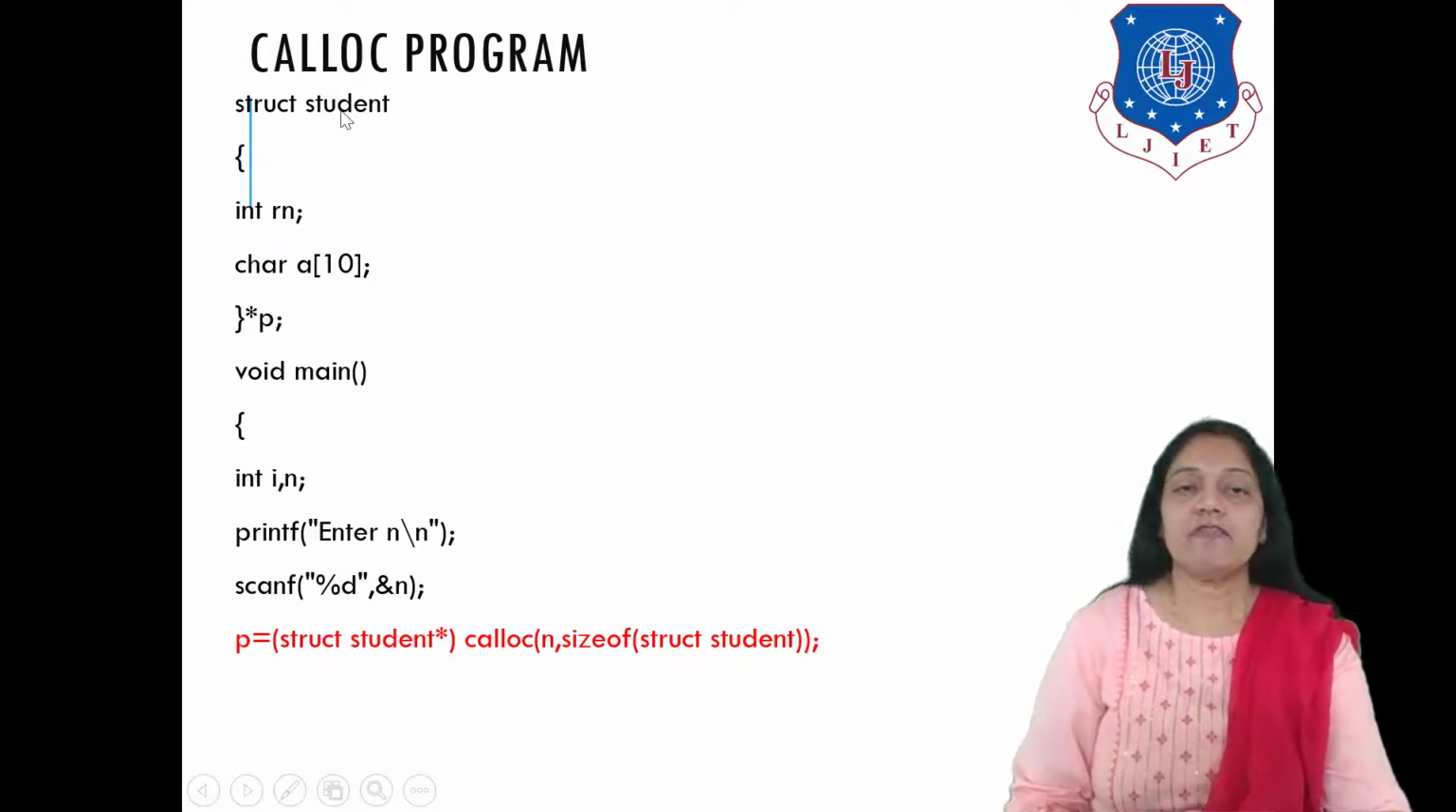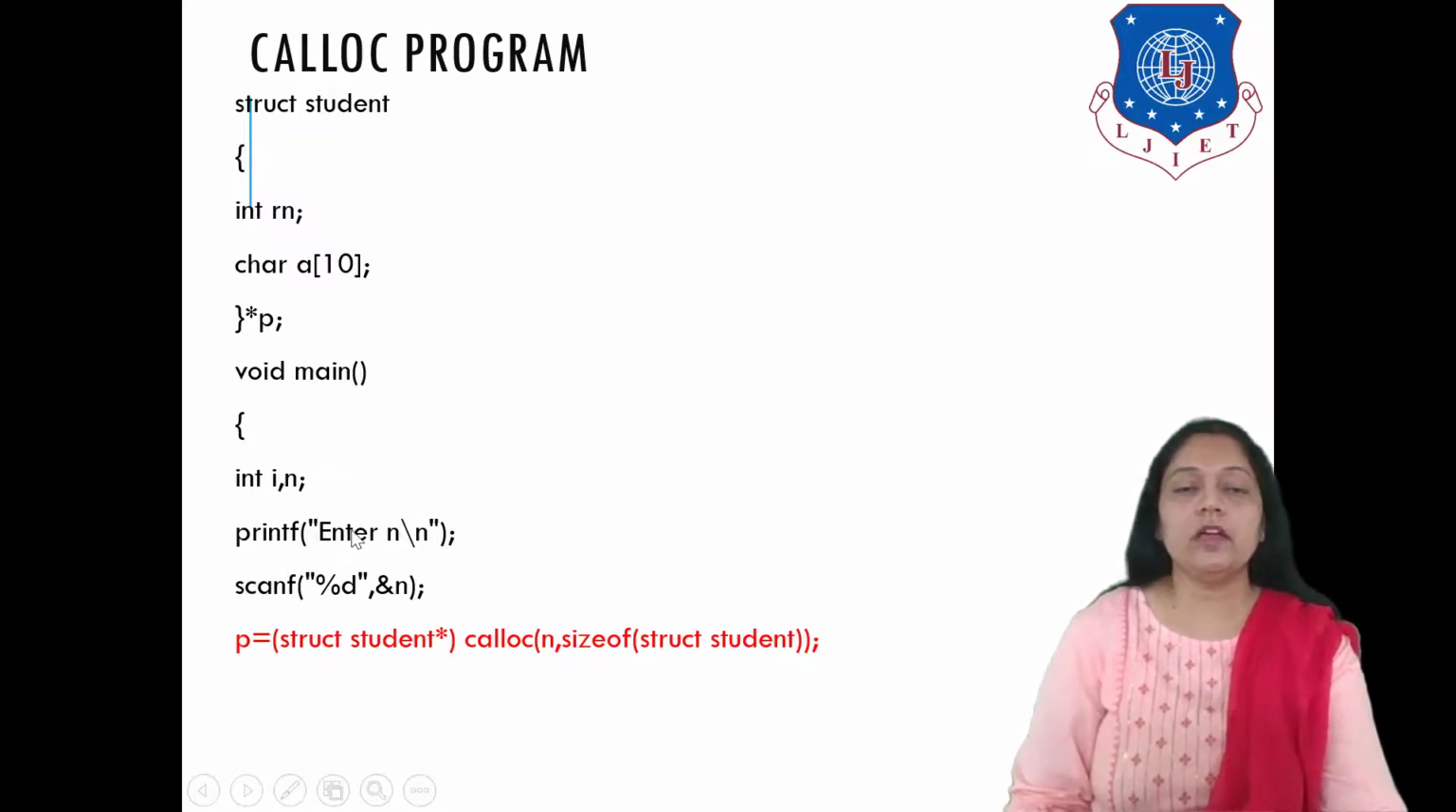Say for example, I have a structure student. Inside that I have two members. One is roll number and another is array A. The size of the array is 10. Then I am declaring a pointer to a structure, that is P. So calloc is very much used with structures.